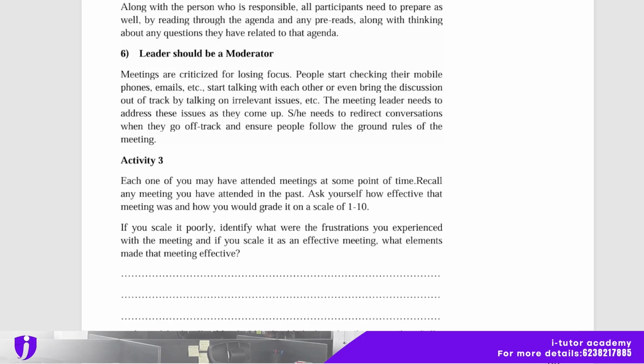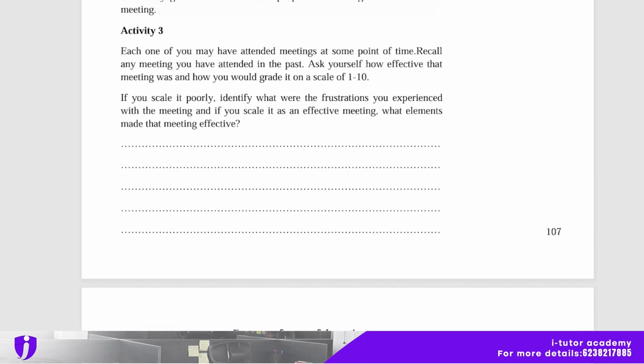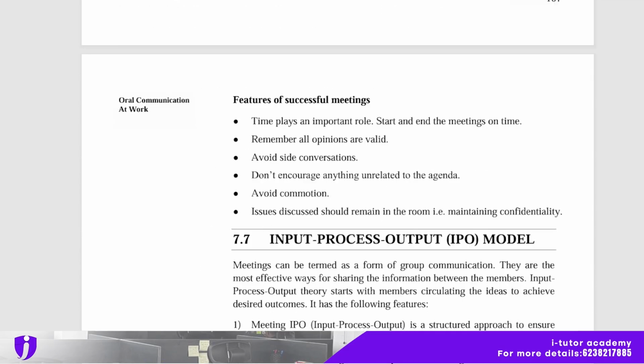Meetings are criticized for losing focus, and people start checking their mobile phones, emails, etc. Start talking with each other or even bring the discussion off track by talking on irrelevant issues, etc. So activity 3 is here based on this subsection. And features of successful meeting.